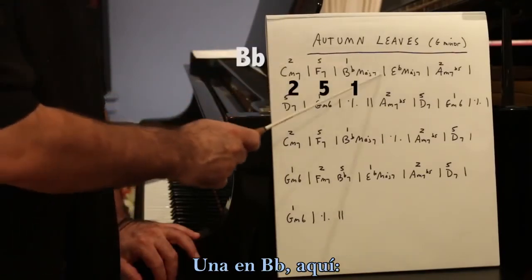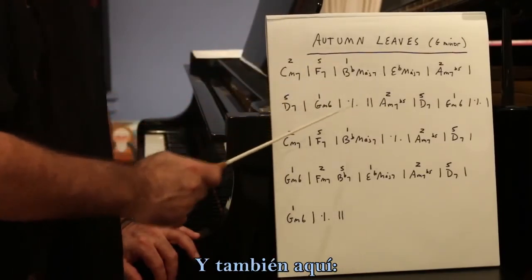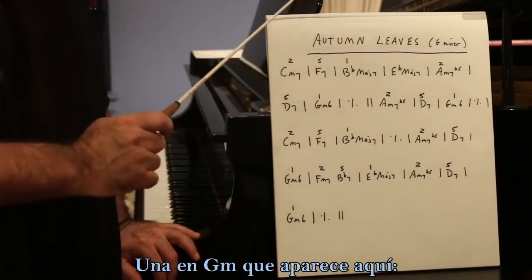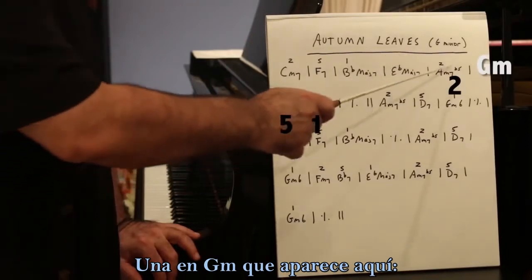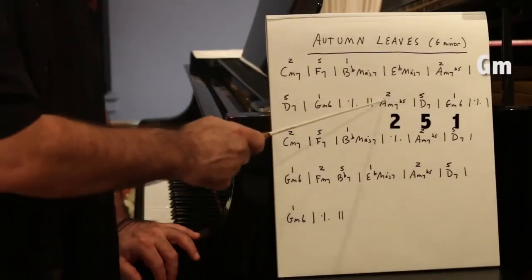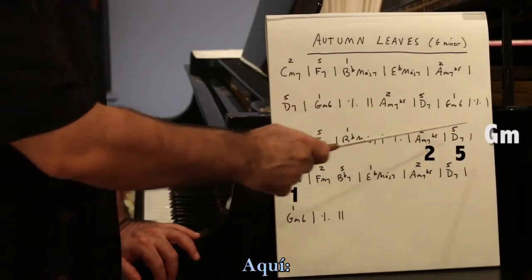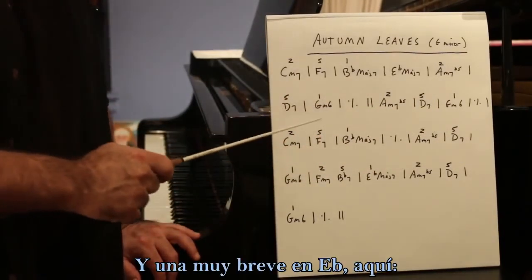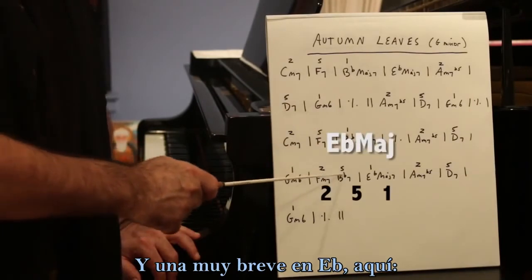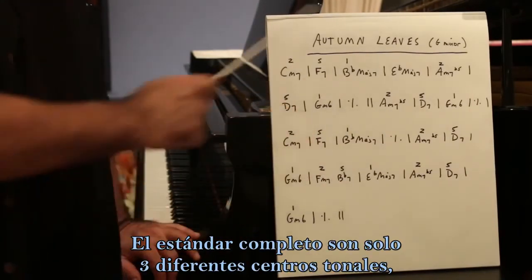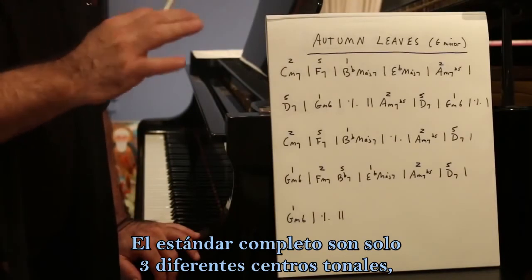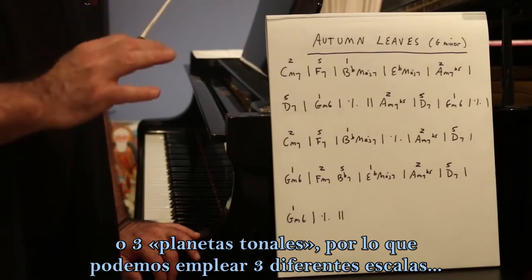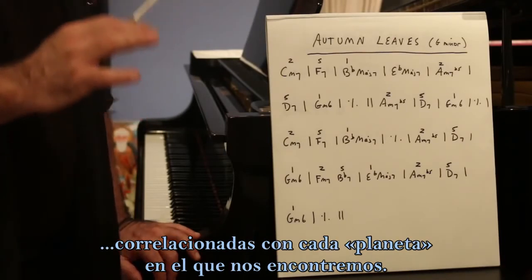One in B flat, which is here, and also occurs here, and one in G minor, which occurs here, and here, and here, and here, and a short one in E flat major here. The entire tune is just 3 different key centers, or 3 different key planets, and we can use 3 different scales correlating to the planets that we're on.